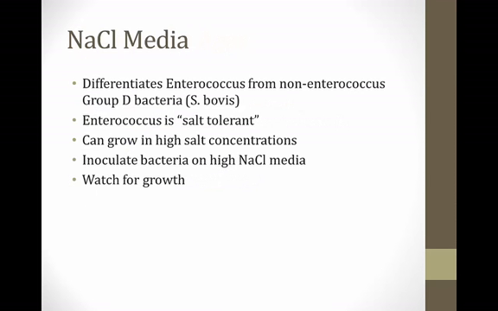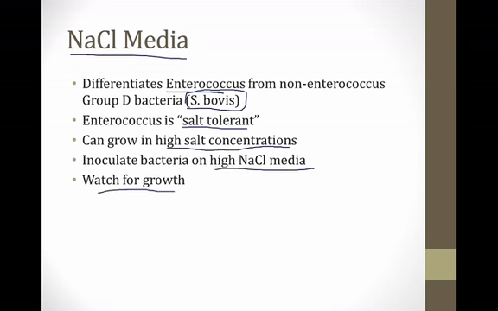Once you know you're dealing with a group D strep from the bile esculin test, you can plate it on sodium chloride media, and this will differentiate Enterococcus from non-Enterococcus group D bacteria like strep bovis. So Enterococcus is what we call salt tolerant, and it can grow in high salt concentrations. I just think of Enterococcus as a very tough bacteria. It's resistant to a lot of antibiotics, and it also can grow in high salt concentrations. So when you inoculate your bacteria in a high sodium chloride media, you then watch for growth. And if it grows, you know you've got Enterococcus. And if it doesn't grow, you know you're dealing with strep bovis.